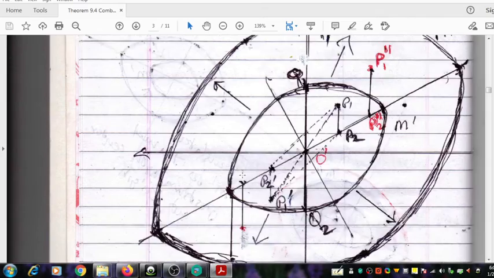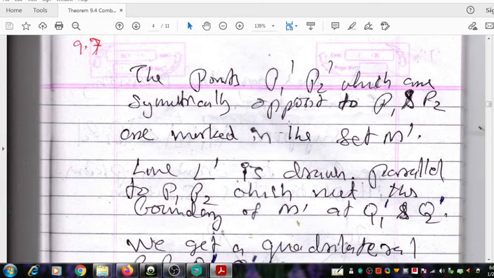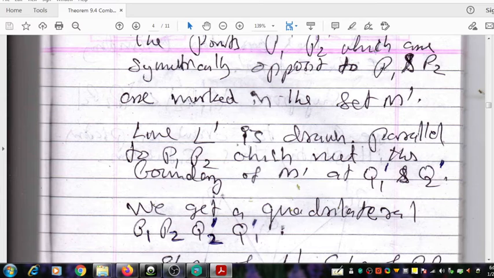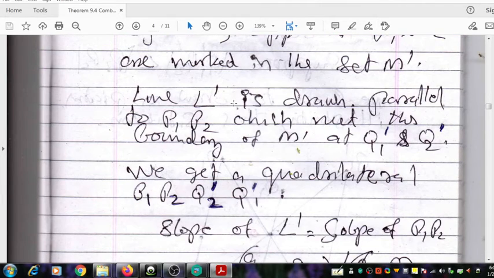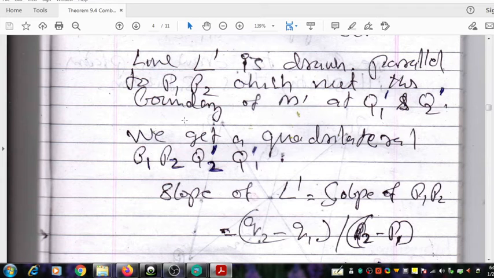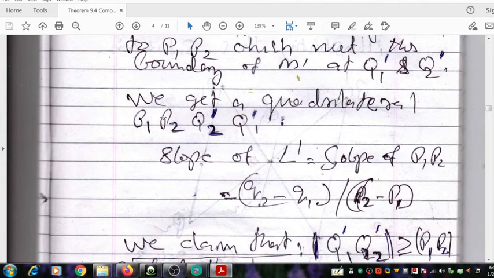Next, let's go through the note written here. The points p1 prime and p2 prime, which come symmetrically opposite to p1 and p2, are marked in the set M dash, and the line L dash is drawn. Okay, and then we get a quadrilateral.